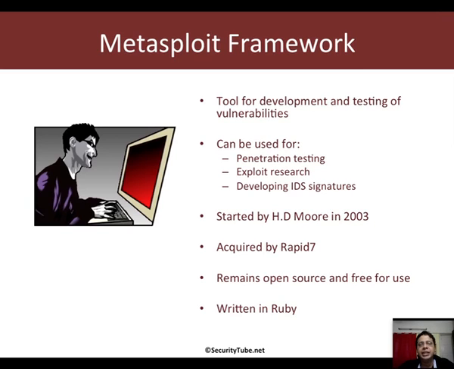The Metasploit framework has been around for quite some time. It was written by H.D. Moore, I think around 2003, and was later acquired by Rapid7. The best thing is, even though it was acquired, the framework still remains open source and free for use, which is fantastic. It can be used for penetration testing, exploit research, and also to develop IDS signatures. The framework is open source and written entirely in Ruby. Personally, I wish it was written in Python because I love Python more, but hey.